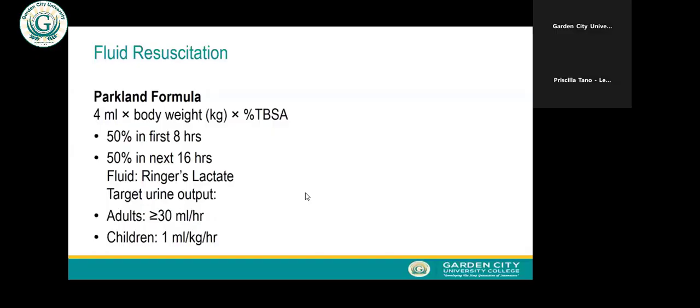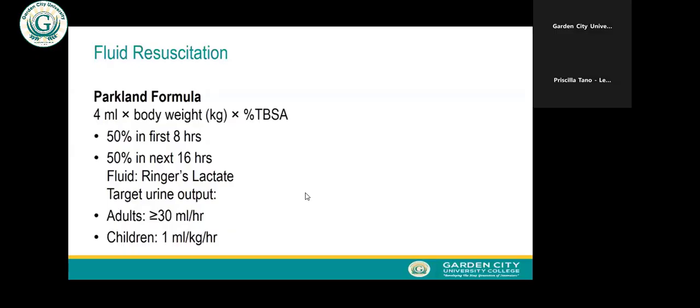The first 8 hours, we give them 50% of that amount you are supposed to give in 24 hours. 50%. So let's say we've calculated, let's say, 1,000 mils. Let me just put it that way. Yeah, that's quite simple for us to discuss. So 1,000 mil means that in the first 8 hours, we are giving 500 mils. And then the next 16 hours, we spread the remaining 500 mils. That is our way of managing the patient.